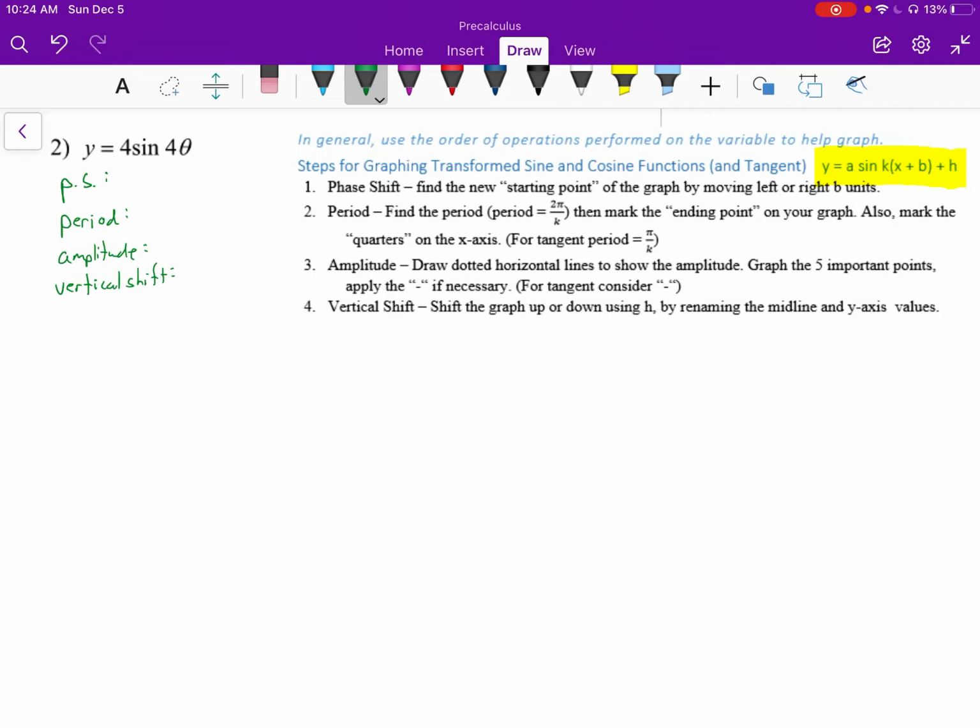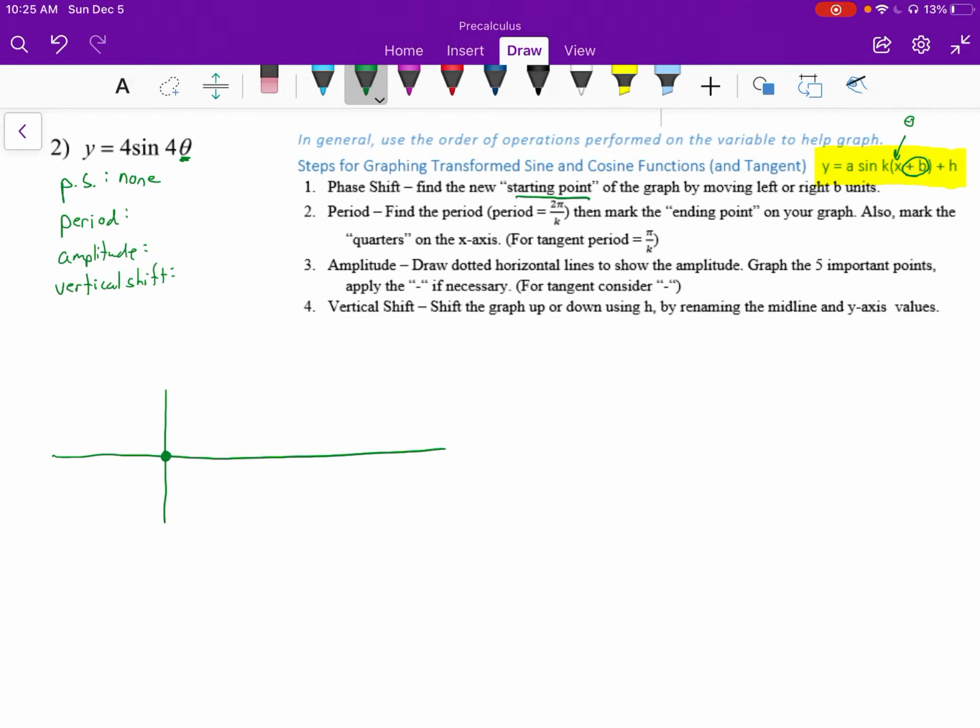So here we go, phase shift. This is what we look for first. This is the order in which we do things. It helps us find our starting point. Phase shift comes from what's added to the variable. Now we're using theta rather than x. What's added to theta? Well, nothing's added to theta, so there is no phase shift. It's not going to move left or right. And so on our graph, sine is not going to move left or right at all. So we know that it will start at 0. That's going to be our starting point for sine.